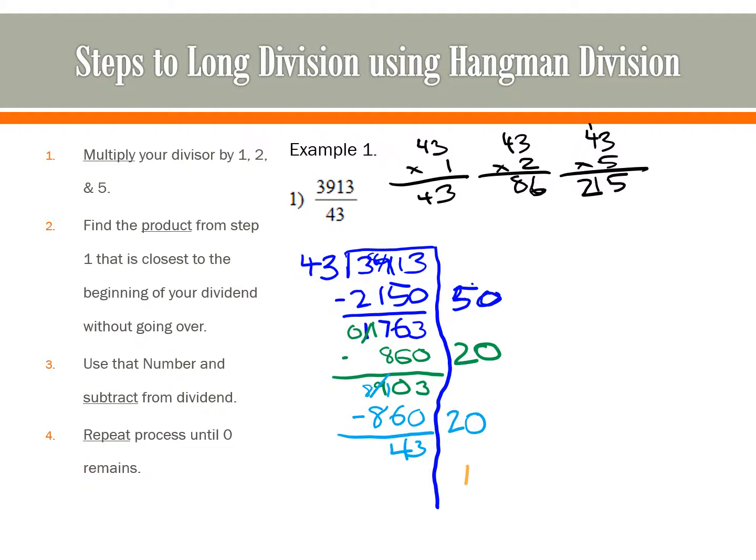And what you notice here is, good times, we're going to celebrate. 43 times 1 is 43. And if we subtract that, we end up getting 0 remaining, which is what our goal was. Now this right side over here, that's what gives us the answer. If we add up all of the things on the right side of our hangman, 50, 20, 20, and 1, if we add all those up together, we end up getting 91. And that's going to be what our answer is. So 3,913 divided by 43, the answer to that is just 91.